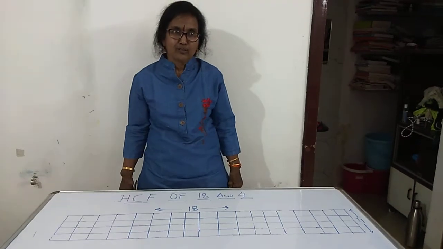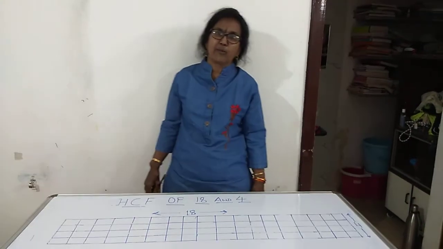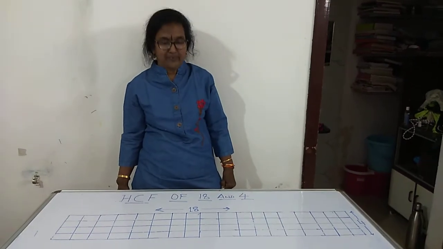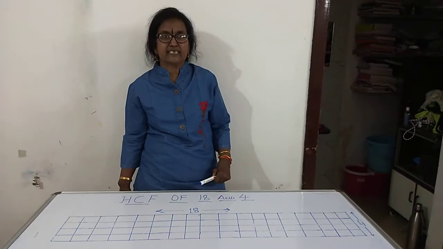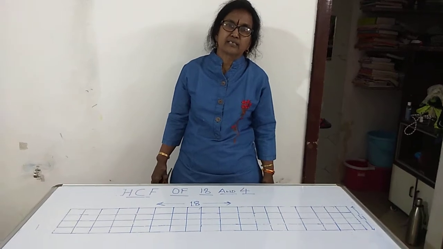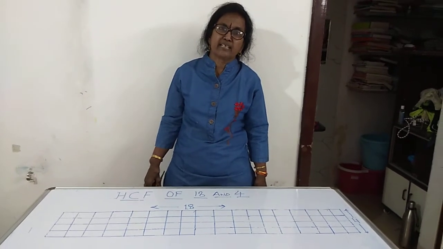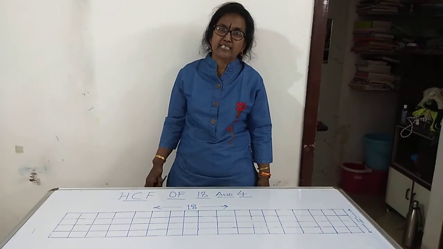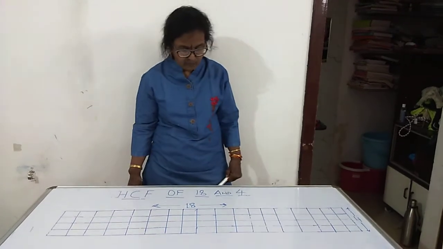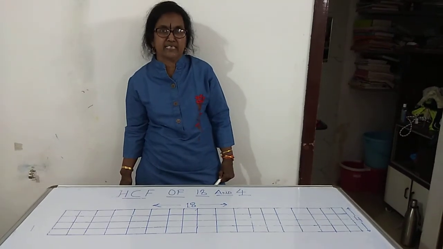Dear children, today we are going to perform an activity to find the HCF between 18 and 4. Now this is the topic which we are doing in the 10th standard, but I will be teaching through activity how you can find out the HCF of 18 and 4.